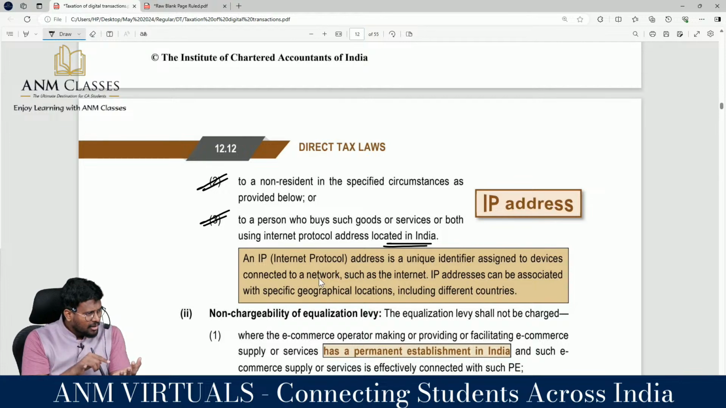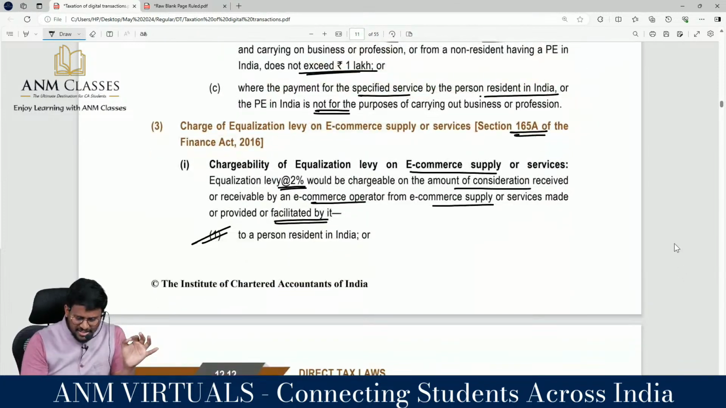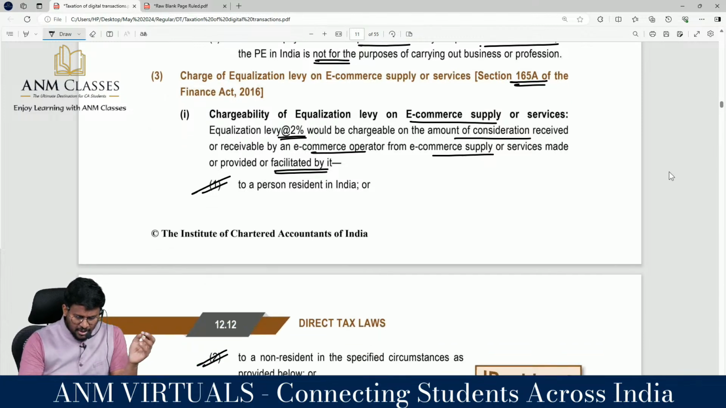Right. But through this Amazon, you are buying and selling goods. That means the non-resident is earning income from India, and for that is liable to pay tax in India. What is the government saying? What department is saying that? Section 165A, the charge of equalization levy on e-commerce supply of goods or services. Sir, equalization levy at the rate of 8%.